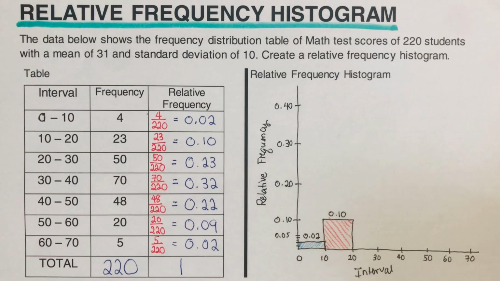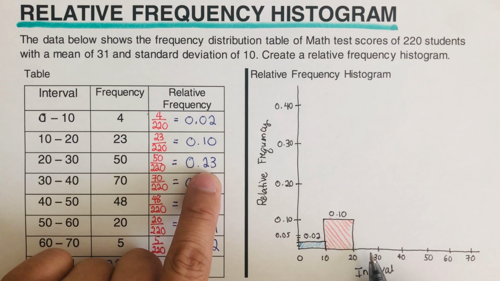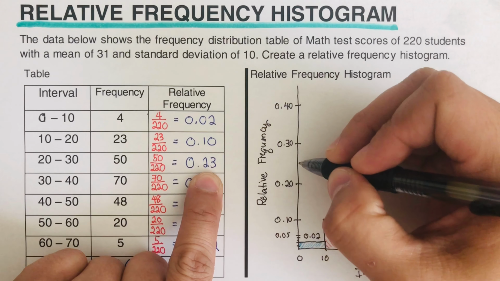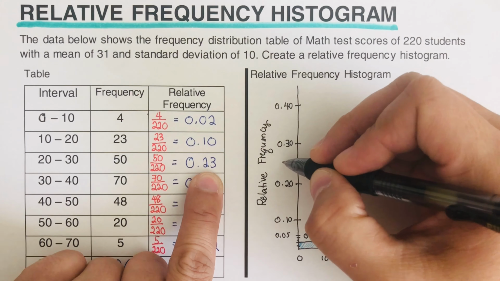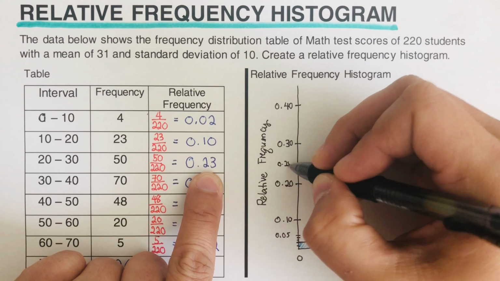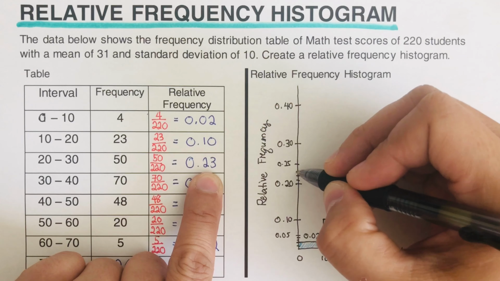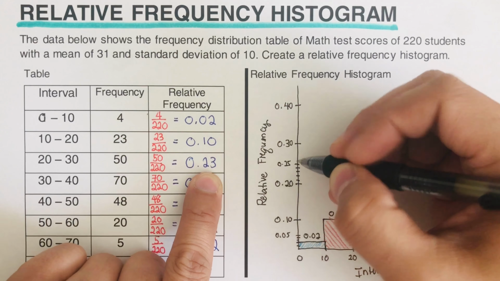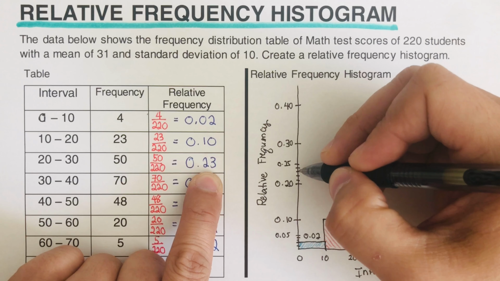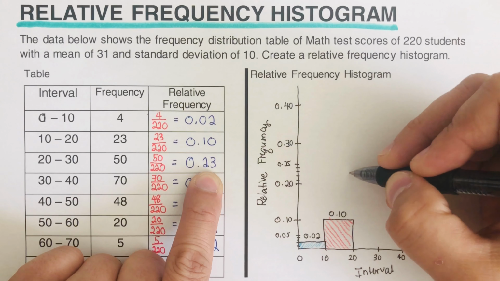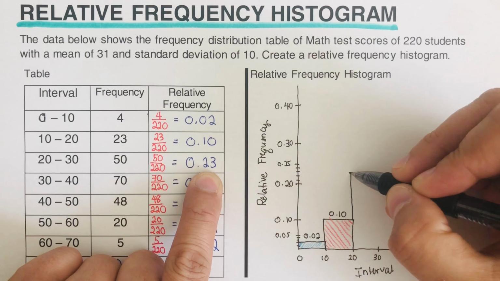Okay, now let's move on to the next one. The next one here is from 20 to 30, which is 0.23. So this one right here all the way up here is halfway between 0.20 and 0.30. So this is 0.25. So that means this is 0.21, 0.22, 0.23, 0.24, and 0.25. So I can go ahead and write 0.23 somewhere around here. So this is the box from 20 all the way to 30.